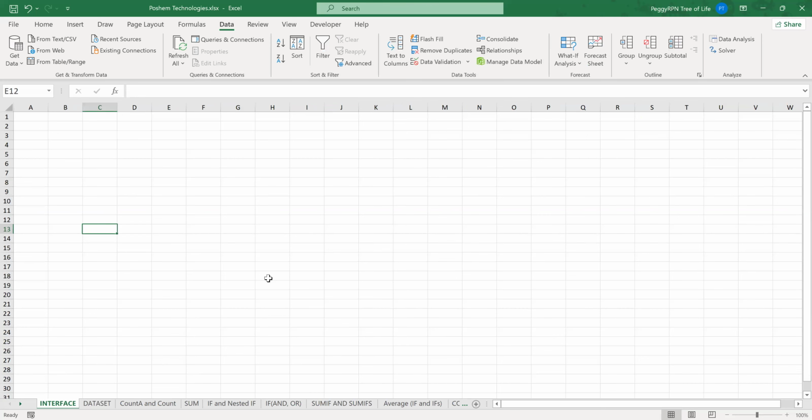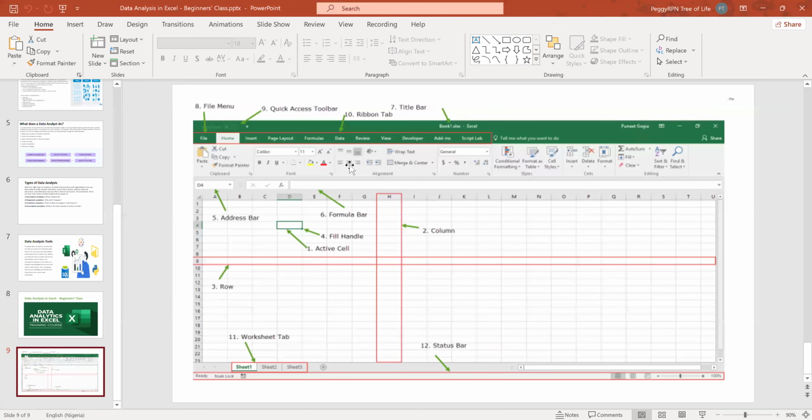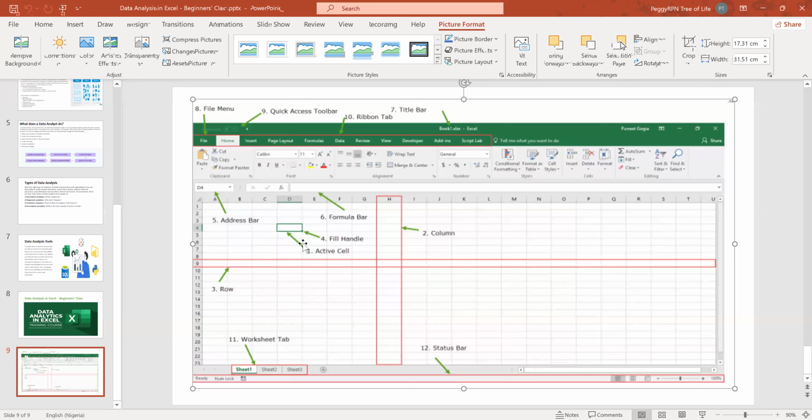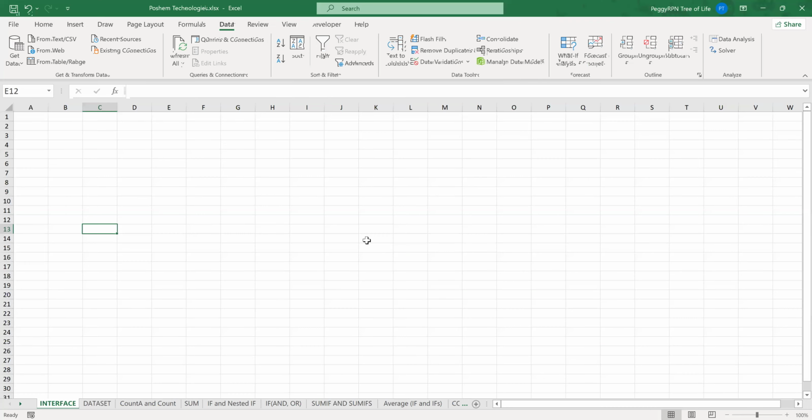So this is our Excel interface. In the PowerPoint, I had a slide where you can see the different labelings, but I'm just going to go directly into the Excel interface. This is called an interface. This is your quick access toolbar, where you have things you can click. I can save, I can undo a step, I can go forward a step and all that.